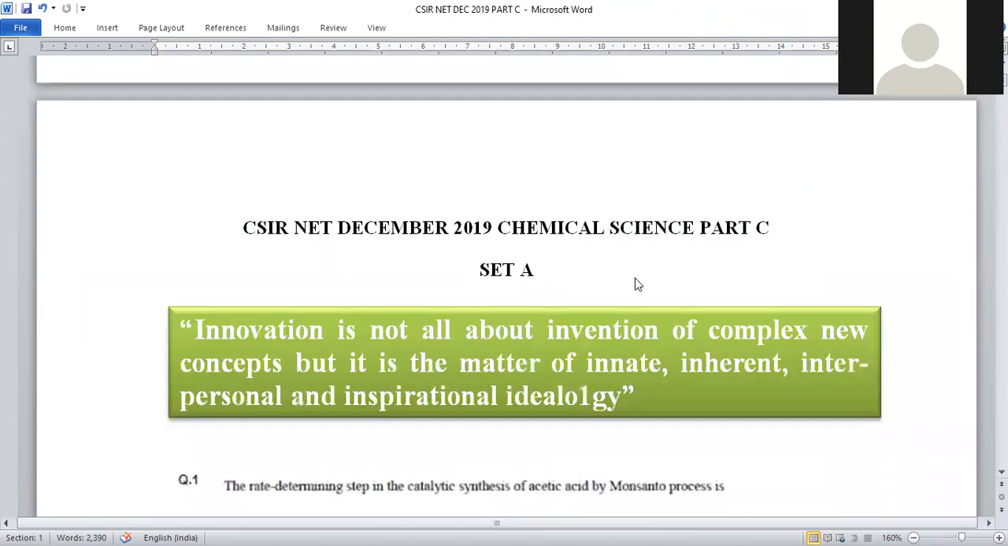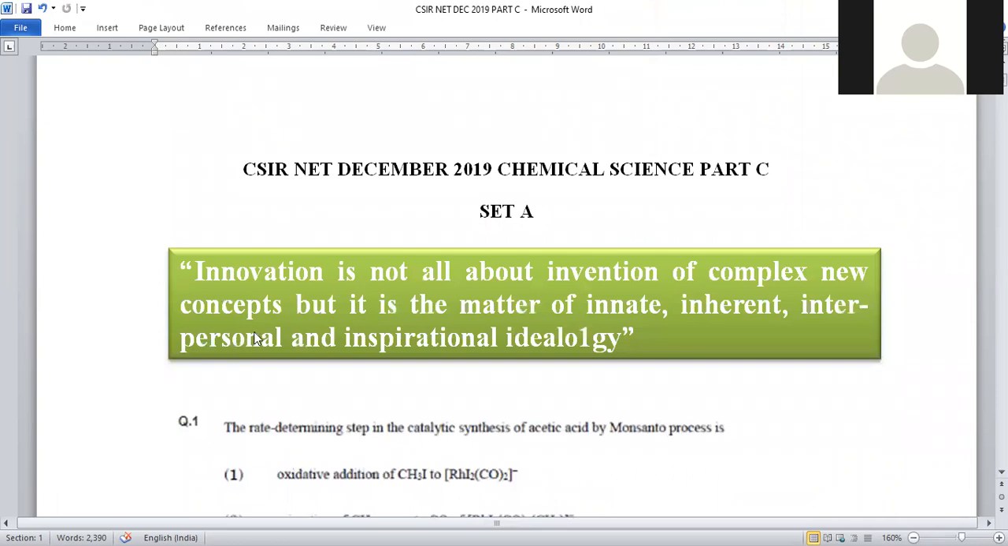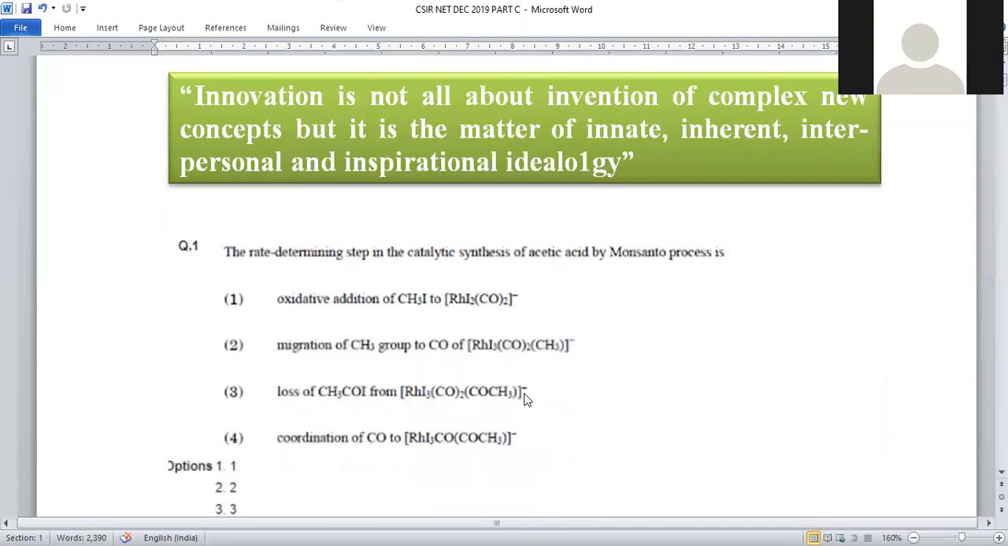Before entering into that, let us see one quotation which is provided by myself. Innovation is not all about the invention of complex new concepts, but it is the matter of innate, inherent, interpersonal and inspirational ideology. Based on this, we can improve our interpersonal skills in order to crack whatever we are targeting. So from this, we are going to start our CSIR NET Chemical Science Part C, December 2019 question paper.